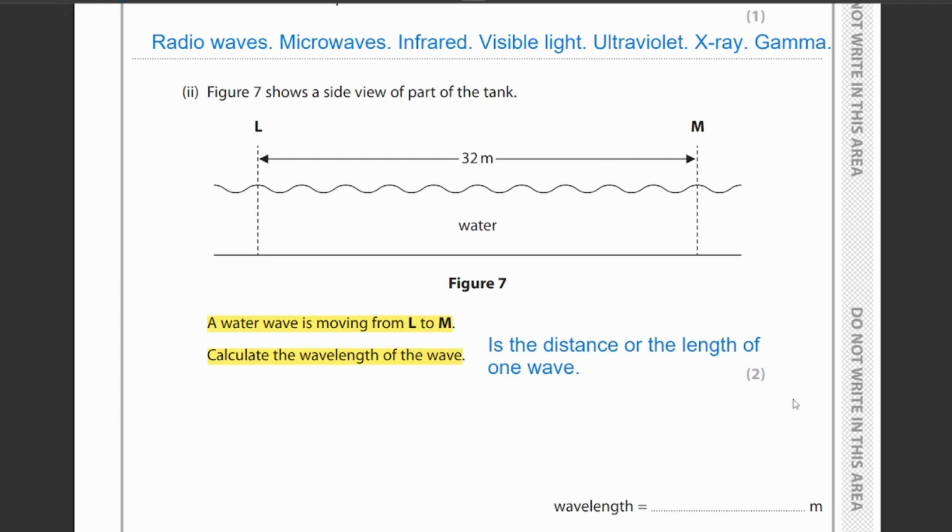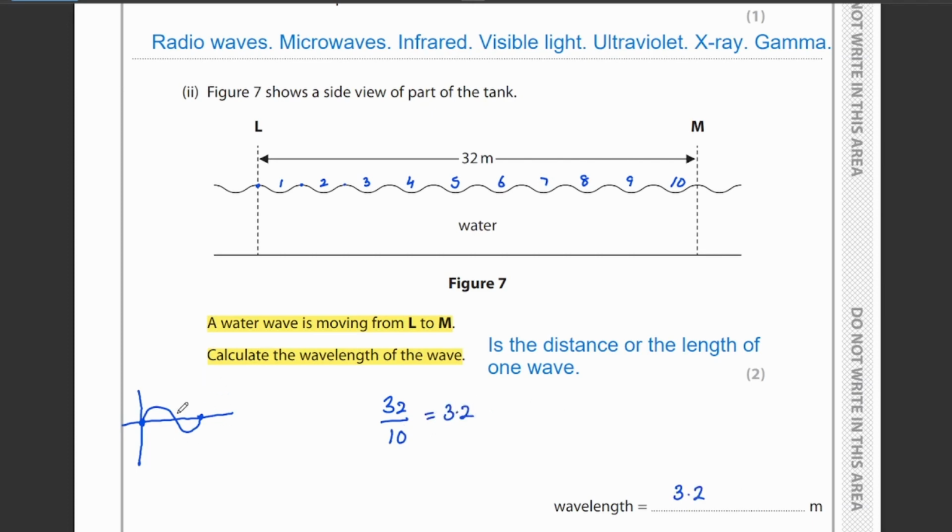So how do you work out the wavelength from this diagram? Remember, one wave looks like that. So it's the distance from start to finish. Here you can also measure the wavelength from peak to peak. So that's your peak of the wave, and that's another peak, and from there to there, it's your first wave, second, third, fourth, 5, 6, 7, 8, 9, 10. So there are 10 waves between L and M. To find the wavelength of just one wave, you would divide 32 by 10. That should give you 3.2 meters.